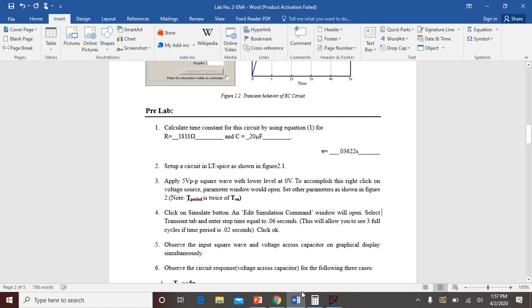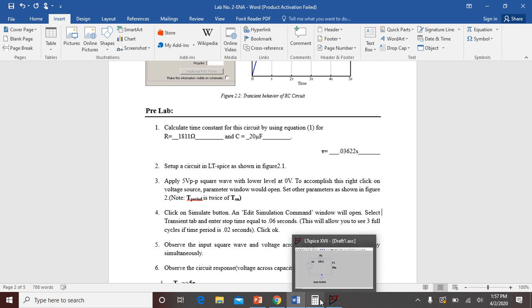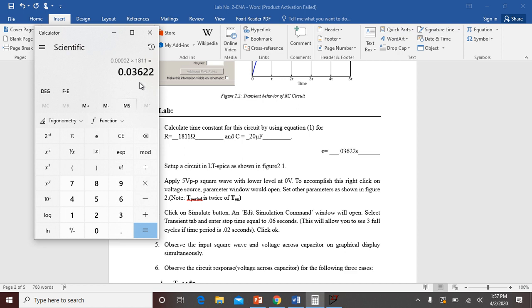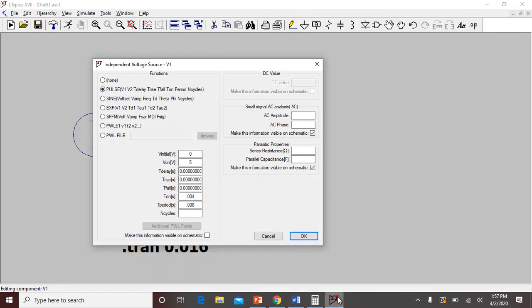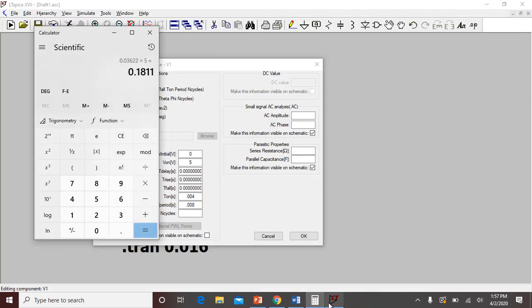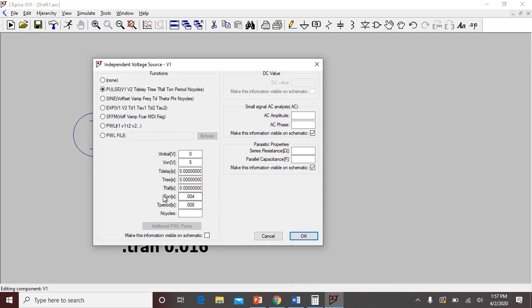Okay, so what I'm going to do is multiply this time by 5. So now I know that the time taken by this to fully get charged is 0.1811. Now this T on will not be randomly selected, but it will be equal to 5 tau. Why? Because I want to observe the waveform when it is fully charged.